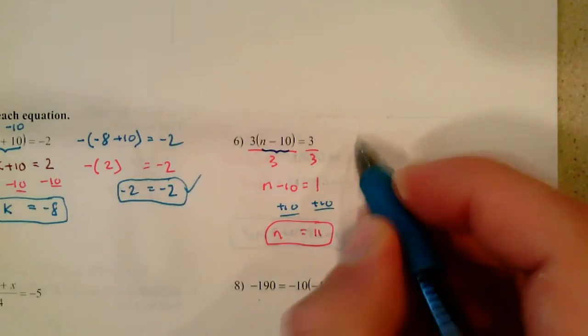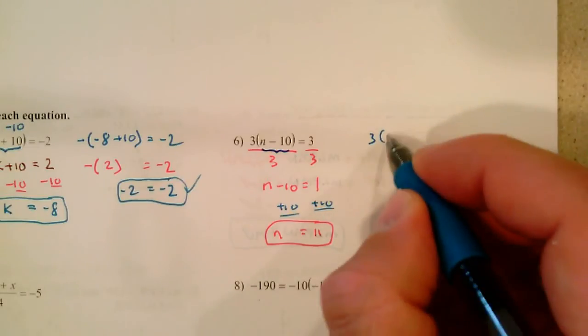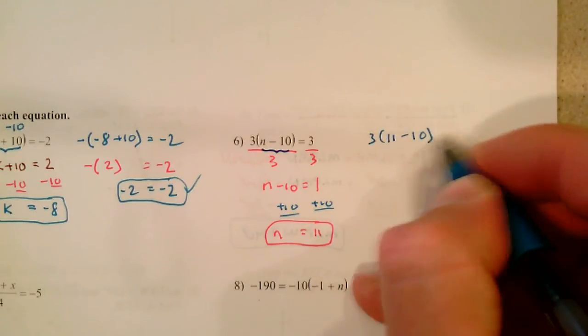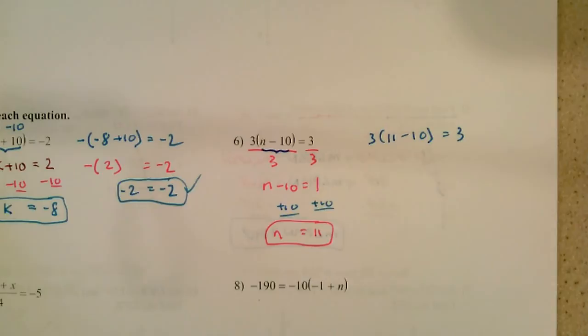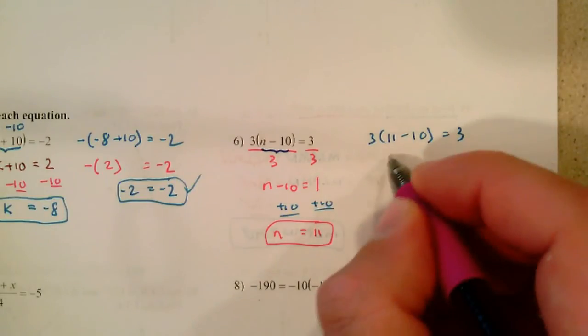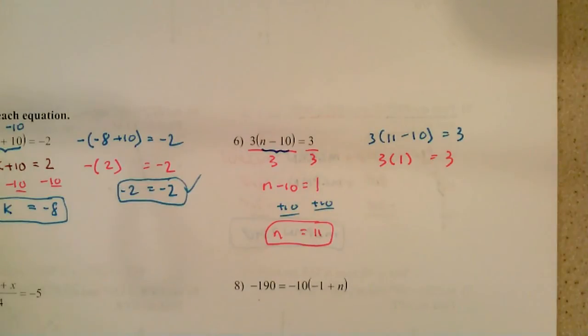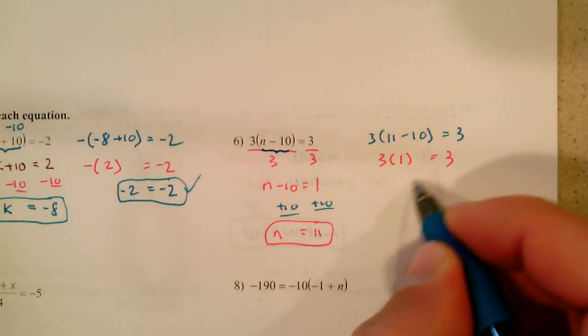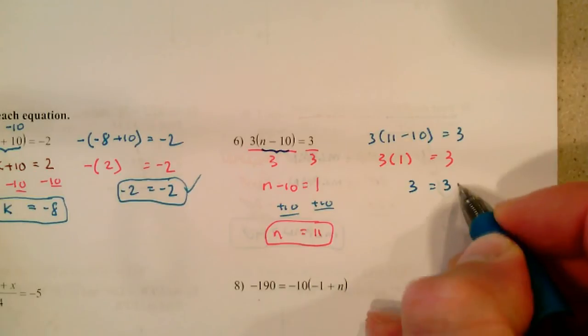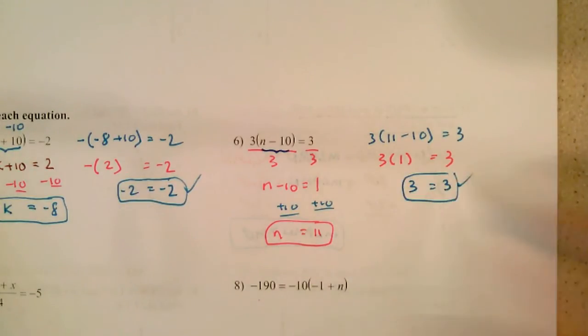Go back and check. We'll have 3 times the quantity 11 minus 10. 11 minus 10 is simply 1. And 3 times 1 over here is 3. So check. We did a good job. I'll leave the other two up to you. Good luck.